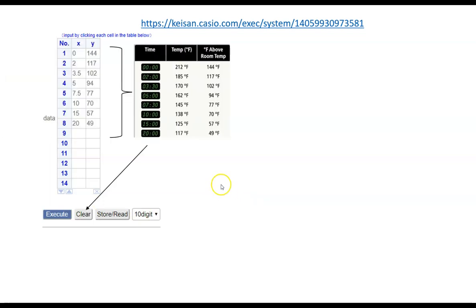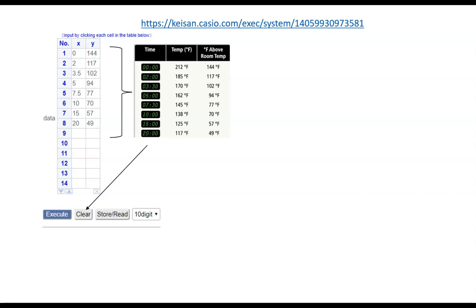We said at time 0, that's our first X value. We had 2 minutes, that's our second X value. So we can just hit 0, enter, 2, enter, 3.5, enter, and fill in the X values. We wanted the Y values that represent the temperature above 68 degrees, so we're putting in the 144, 117, and so forth. Put those values in the table, and then you can resume when you have that table filled in.